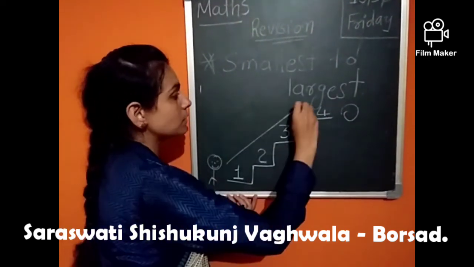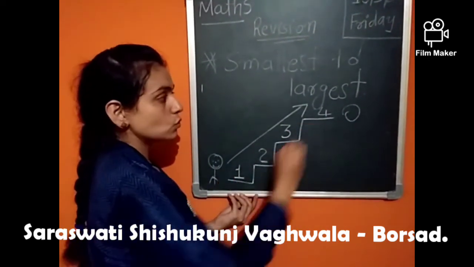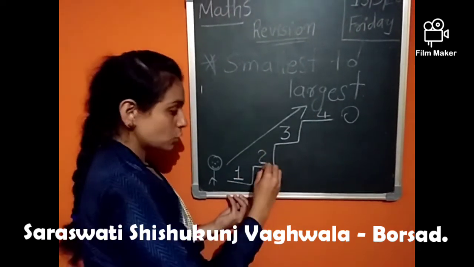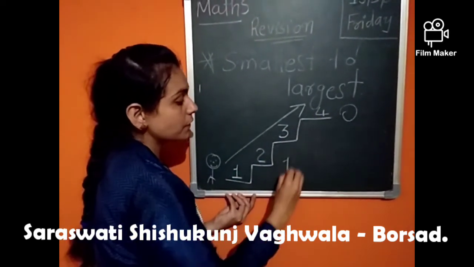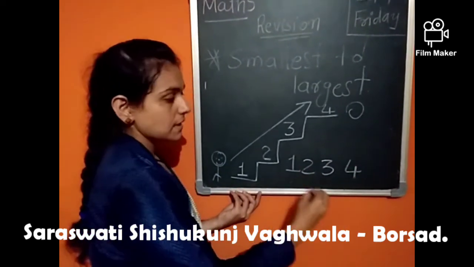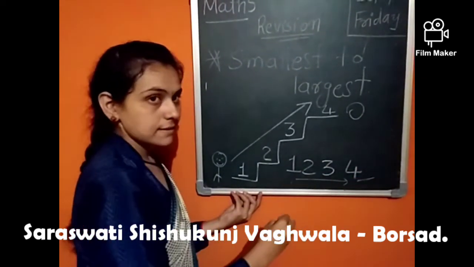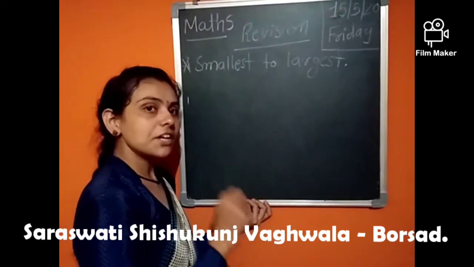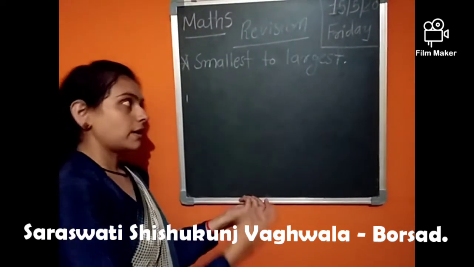So you are moving from smallest number to largest number. Means first you go on 1 step, 2, 3, 4, means you are moving like this. 1, 2, 3 and 4. Small numbers come first, largest number come last, right? Now we'll arrange the numbers, smallest to largest.